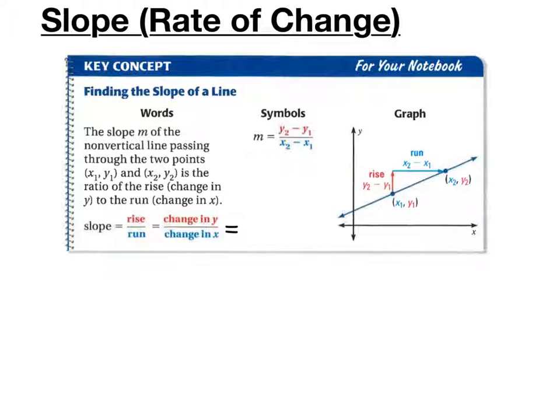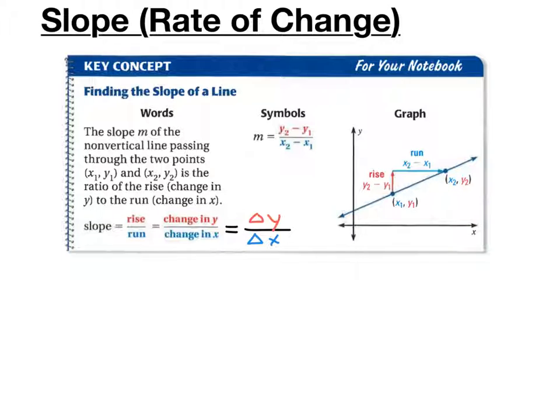And another way that we represent this is with this symbol. That's a delta, and it represents change. So we say the change in y and the change in x. So it's always the change in y, the vertical change, divided by the horizontal change.